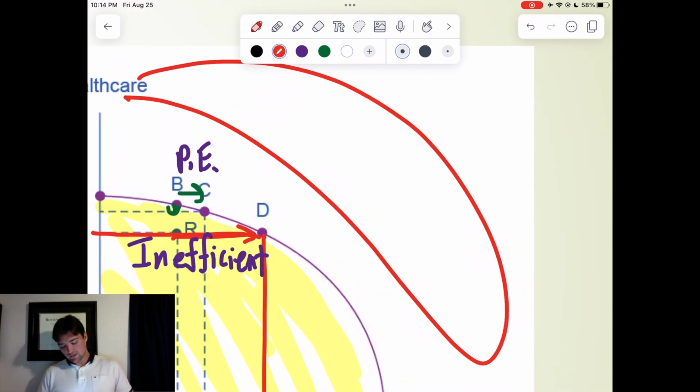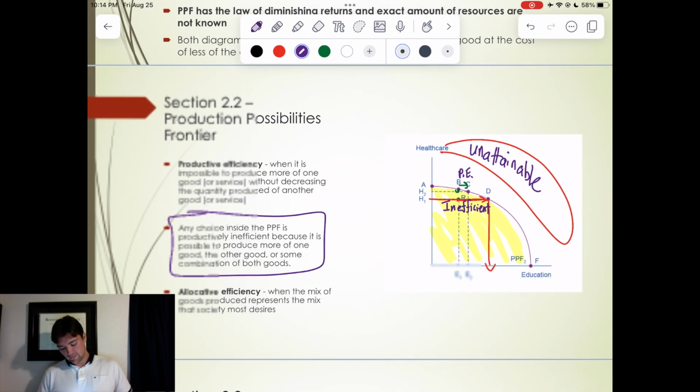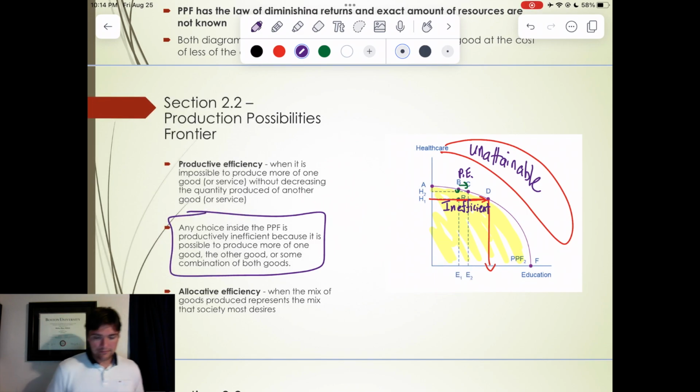Anything on the outside is unattainable. Now, the main thing to remember here: anything on the line is efficient, anything on the inside is inefficient, and anything on the outside is unattainable. So now, we have our different choices here, A, B, C, D, and F. What should your country do? That's the biggest question of all.